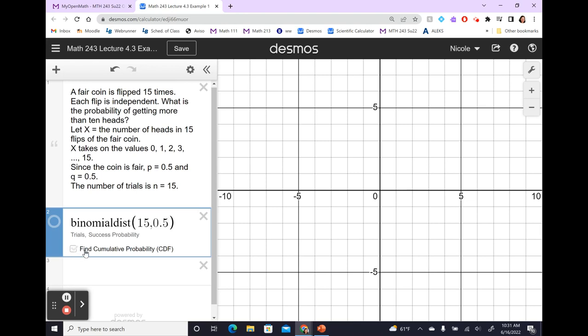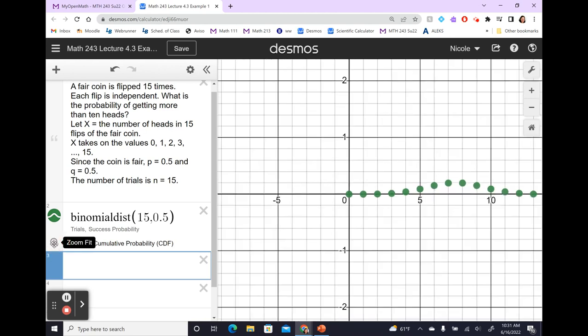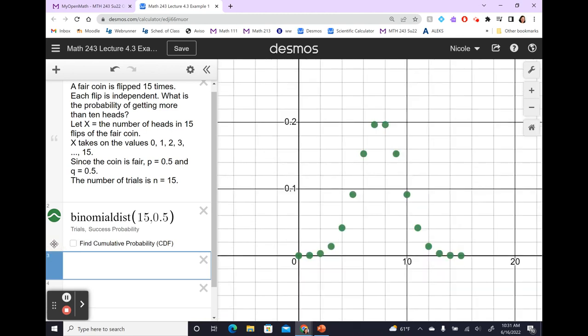And then there's a choice down here that says find cumulative probability. And we actually are going to just leave that for now. I'm just going to hit enter and turn that on. And let's go ahead and hit this zoom fit button. So here's a picture of our binomial distribution. And each one of these green dots represents a number of successes, anywhere between zero successes out of 15 trials or 15 successes out of 15 trials.